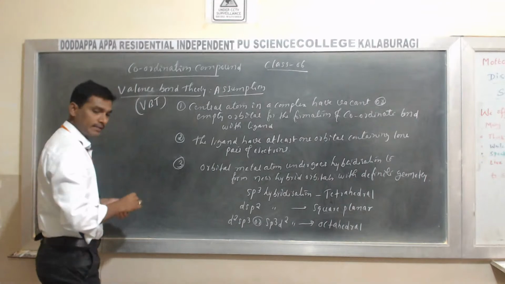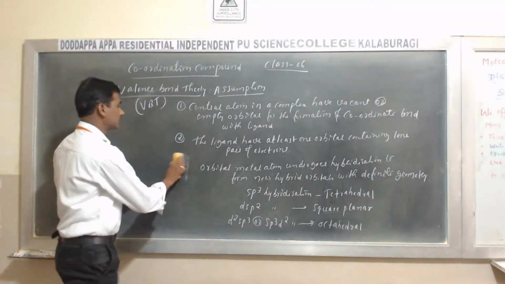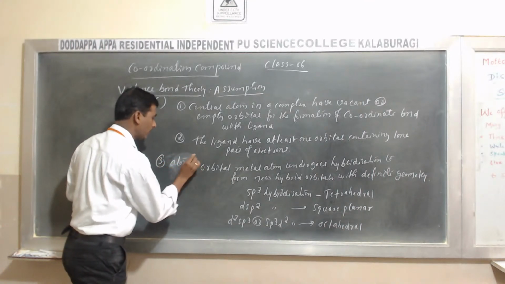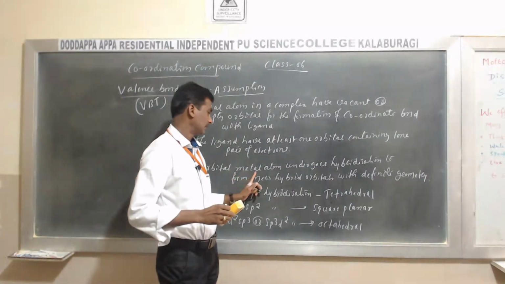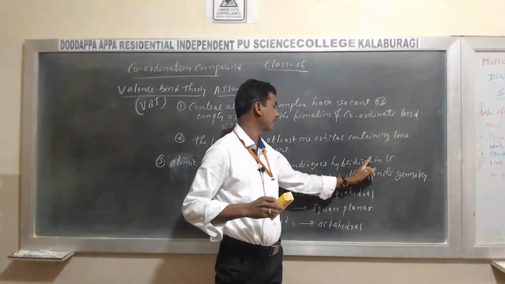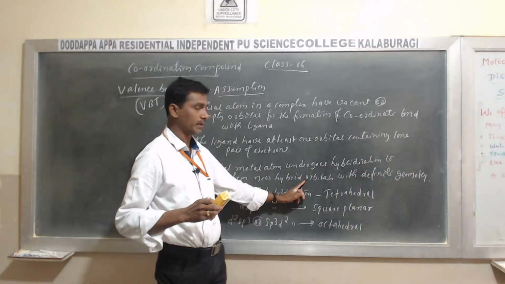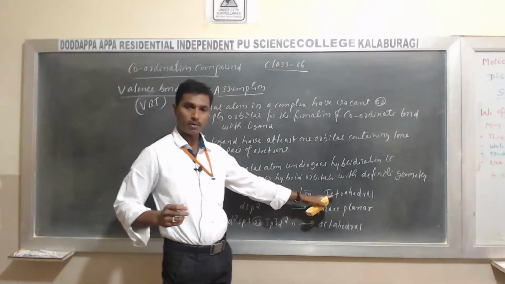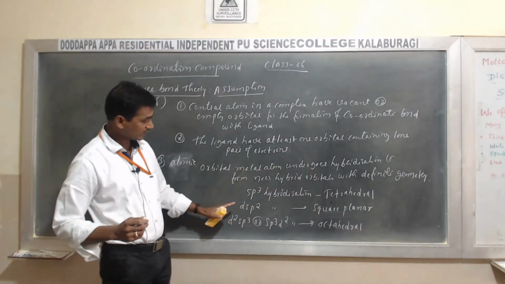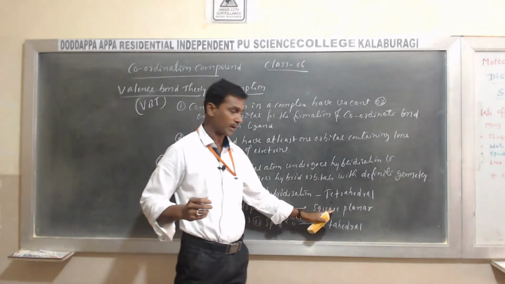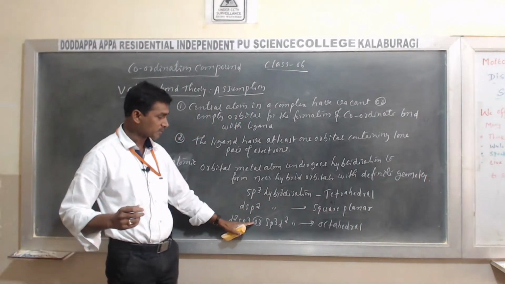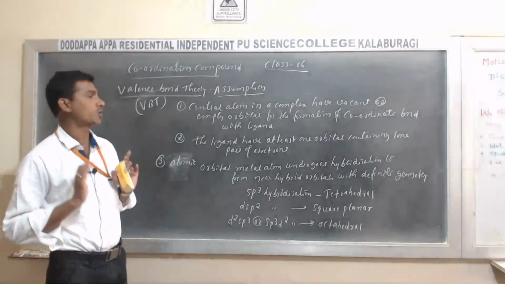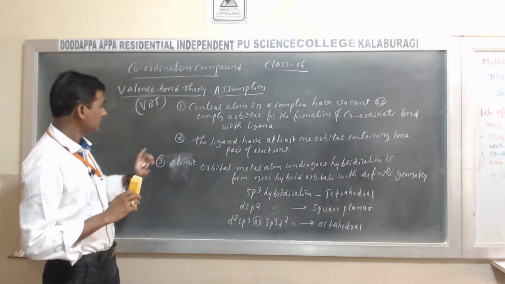The next is the third point. The atomic orbitals of the metal atom undergo hybridization to form new hybrid orbitals with definite geometry. If it is sp3 hybridization, the geometry is tetrahedral. If it is dsp2 hybridization, it is square planar. And if it is d2sp3 or sp3d2, it is octahedral geometry. This is the third assumption.